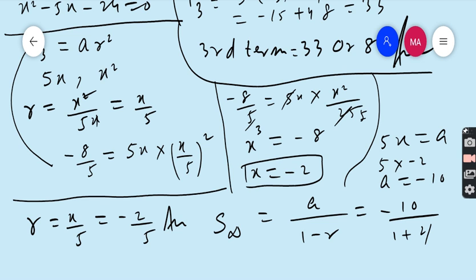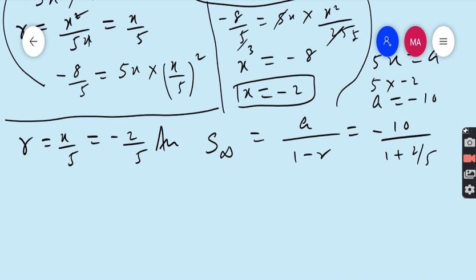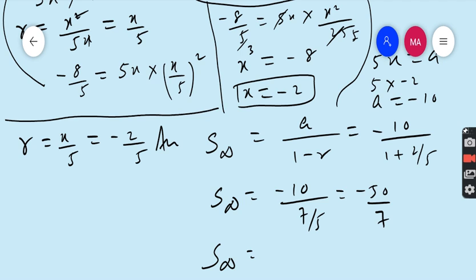R is minus 2 upon 5, minus minus is plus 2 upon 5. So S infinity is minus 10 upon 5 1 is 5 plus 2 is 7, so 7 upon 5. 5 tens are minus 50 upon 7. Or you may write it minus 7 whole 1 upon 7. That is 7 1s are 7, 7 7s are 49, plus 1 is 50, 50 upon 7. So this is the answer of part B completely. That is the sum to infinity.